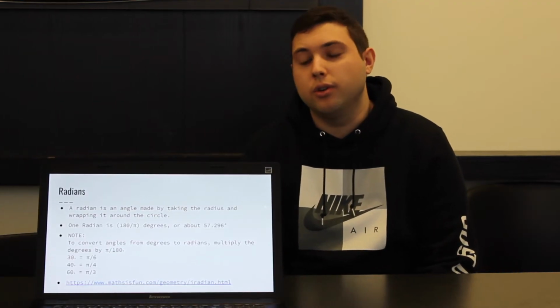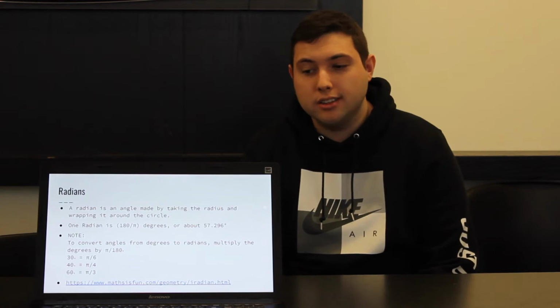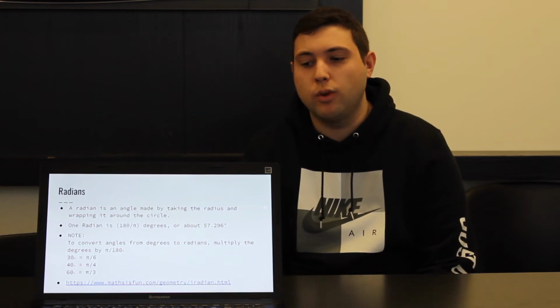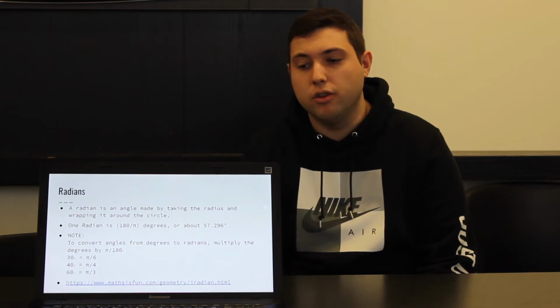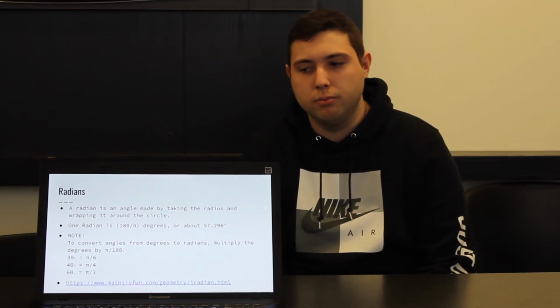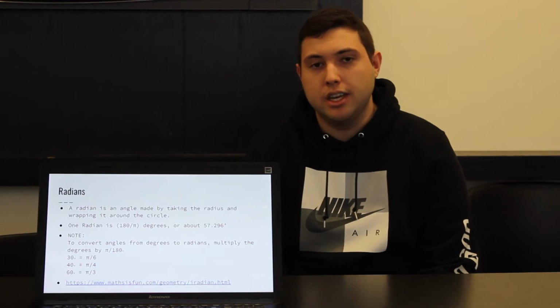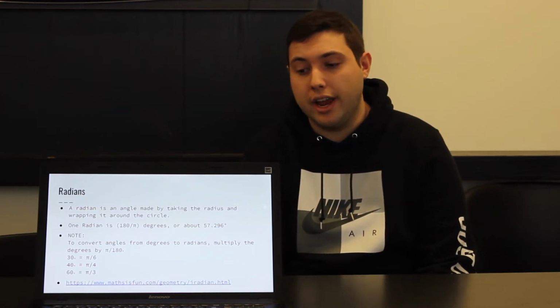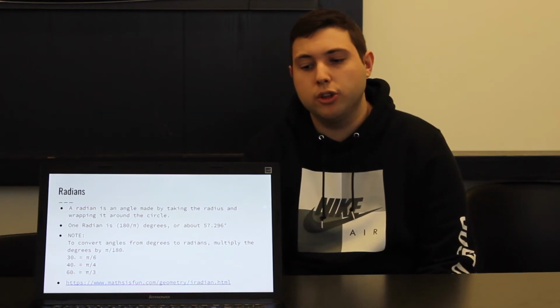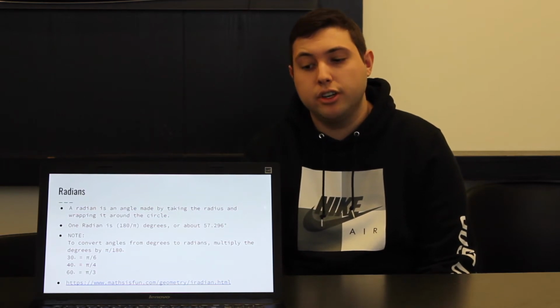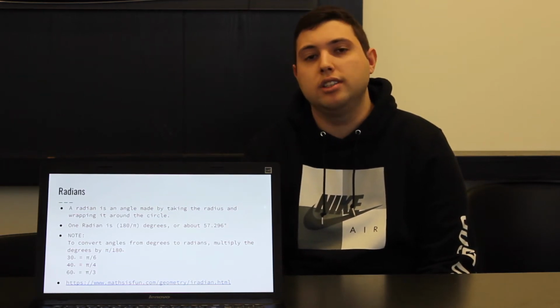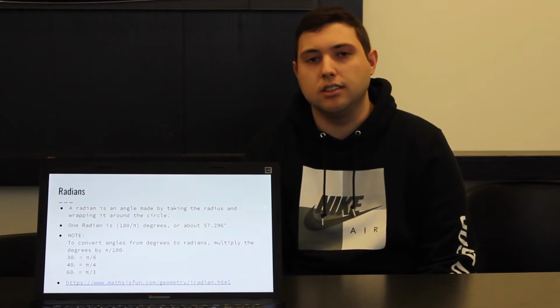Now we're going to talk about what a radian is. A radian is an angle made by taking the radius and wrapping it around the circle. 1 radian is 180 over pi degrees, or about 57.296 degrees. It is important to note that to convert angles from degrees to radians, we multiply the degrees by pi over 180. So for example, 30 is equal to pi over 6, 45 is equal to pi over 4, and 60 is equal to pi over 3.